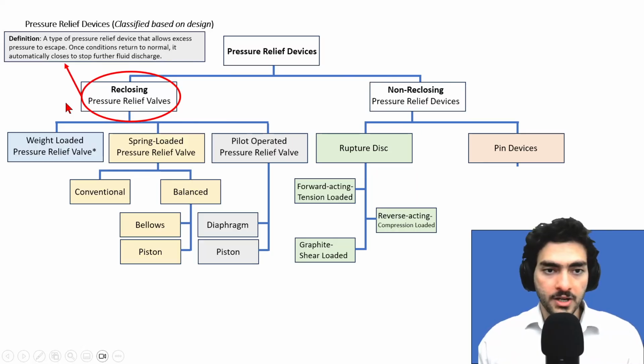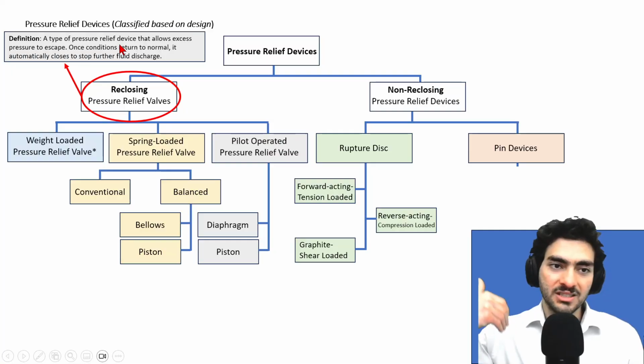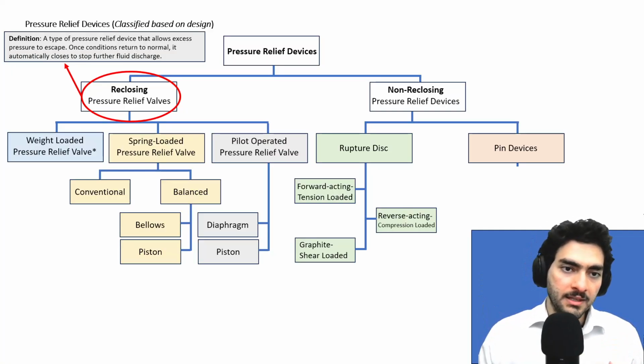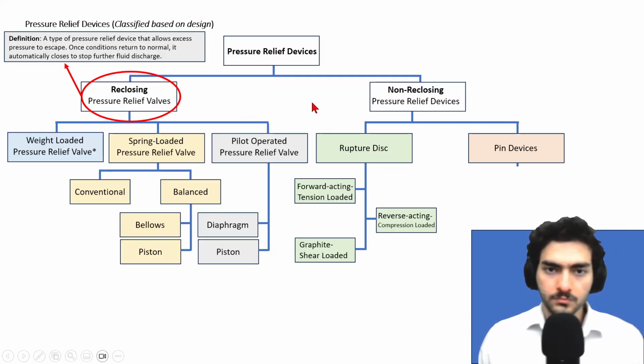On the other hand, pressure relief valves are a type of pressure relief device that allows excess pressure to escape, and once conditions return back to normal, so once the pressure inside the vessel goes back to normal, the valve automatically closes to prevent further fluid discharge.